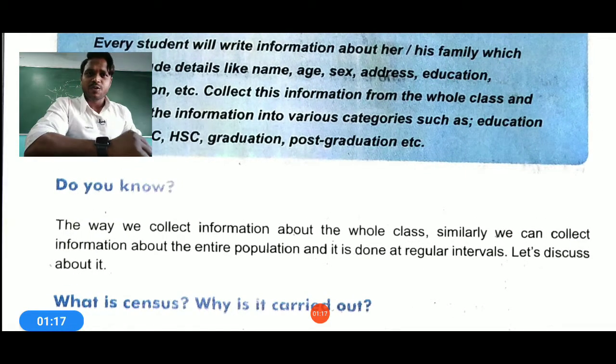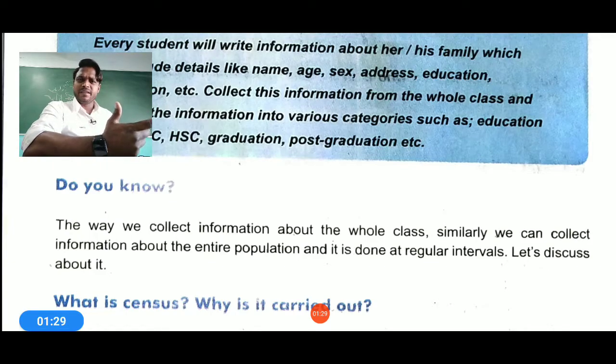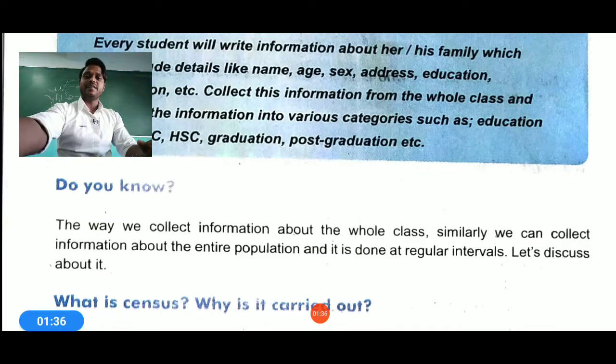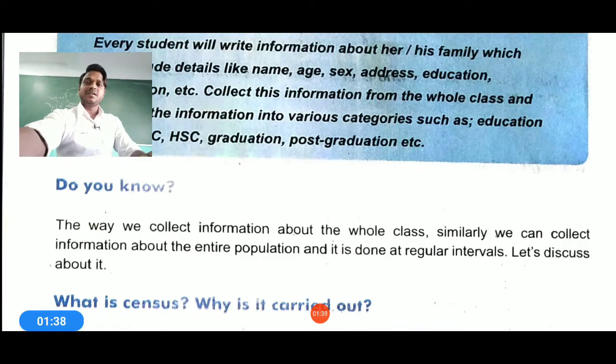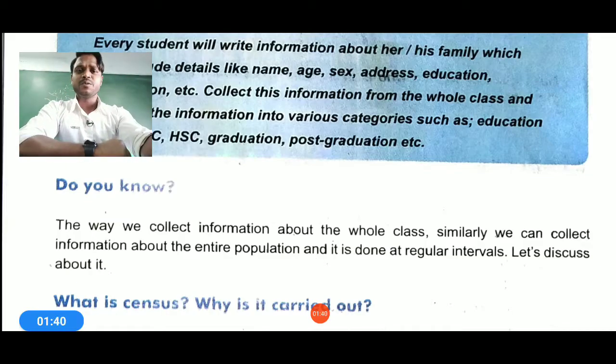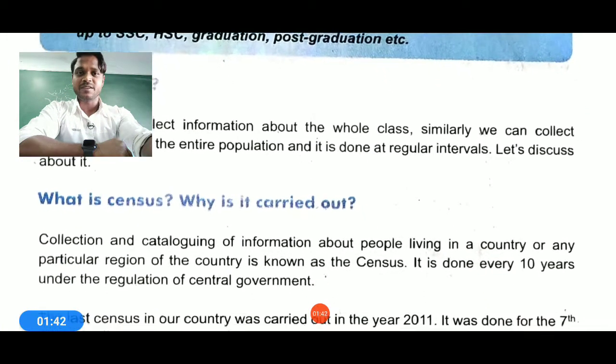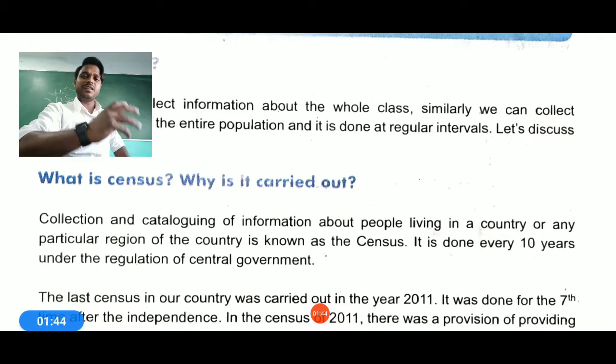Do you know, the way we collect information about the whole class, similarly we can collect information about the entire population, and it is done at regular intervals of almost 10 or 11 years. So what is that? Let's discuss that. The first question is making you aware of the information. Now this question will lead you to one more question, my dear student. What is that question? What is census? How is it carried out?